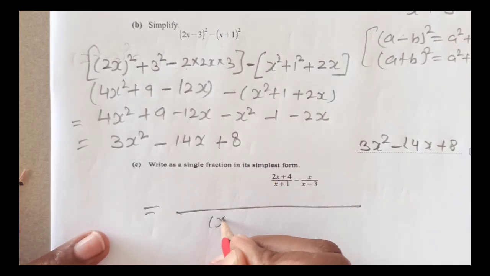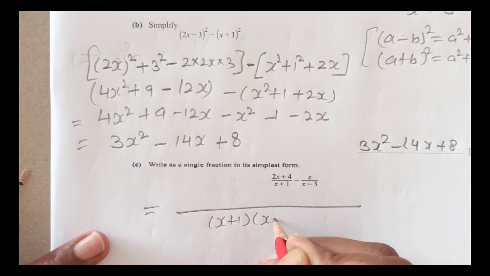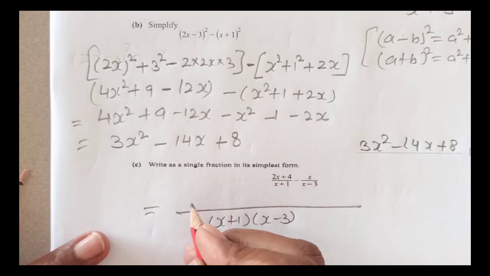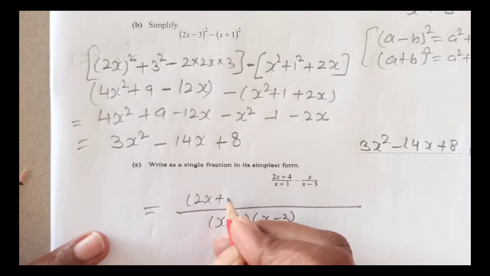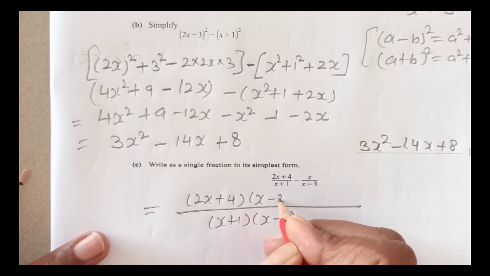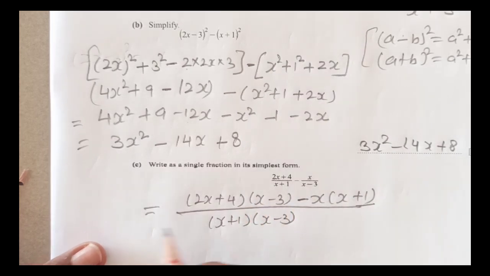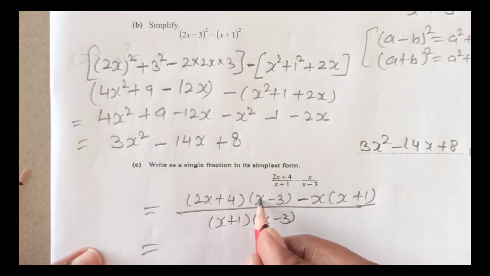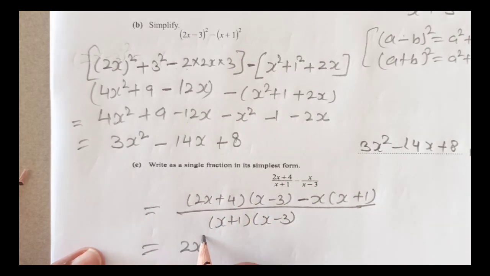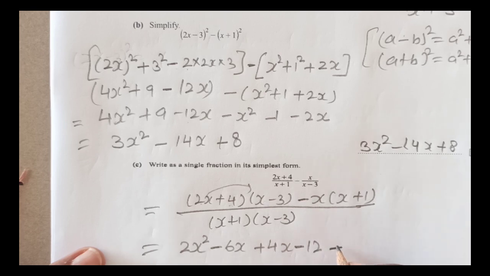So in the LCM we have x plus 1 and x minus 3, right? Now you cross multiply: 2x plus 4 times x minus 3, then minus x times x plus 1, right? So once you multiply, this is 2 times 2x squared, then 3 times 2 is 6x, plus now multiply by 4, 4x minus 4 times 3 is 12, then minus x squared minus x.